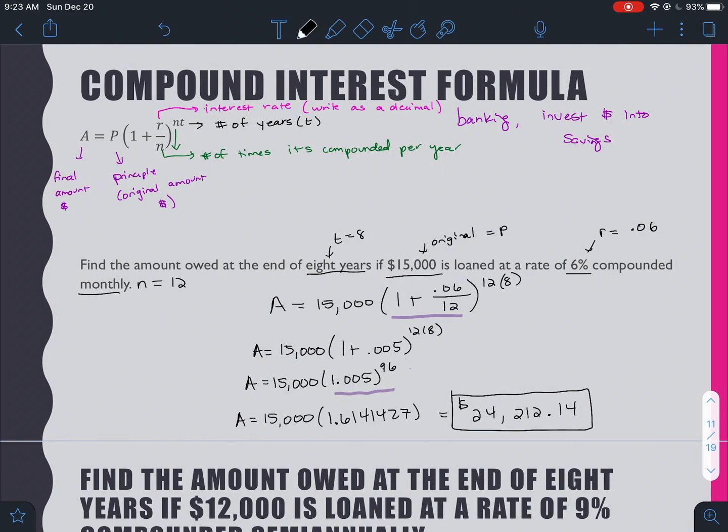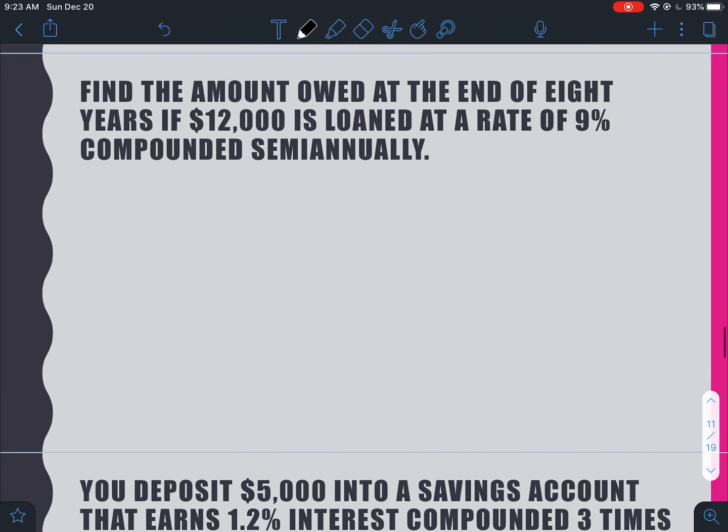So you owe $9,000 extra at the end of those 8 years. And that is a real-world application of an exponential function. So let's look at another example.